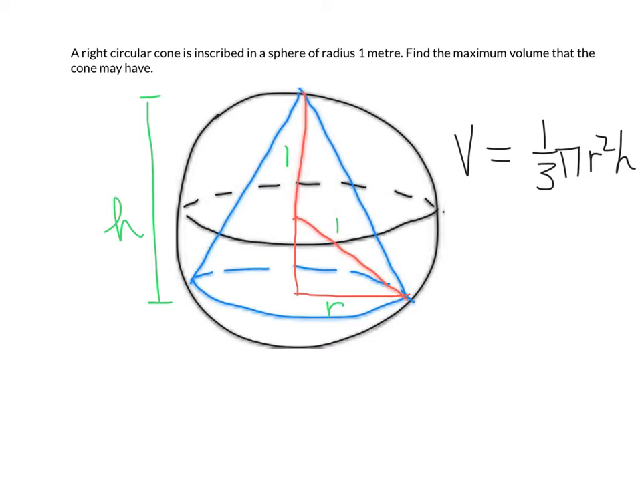But another thing I know about this picture is that since this length is h, and this length is 1, I know that this length here has to be h minus 1. And I know then that by the Pythagorean theorem, h minus 1 squared plus r squared has to equal 1 squared. So that's how I can write r in terms of h. In fact, I'd be better off just writing r squared in terms of h, and then I could just substitute it into this part of the formula for the volume.